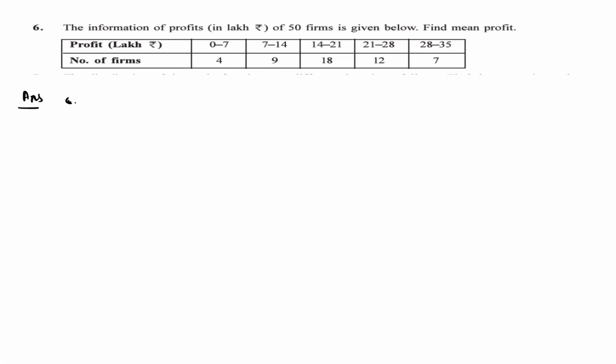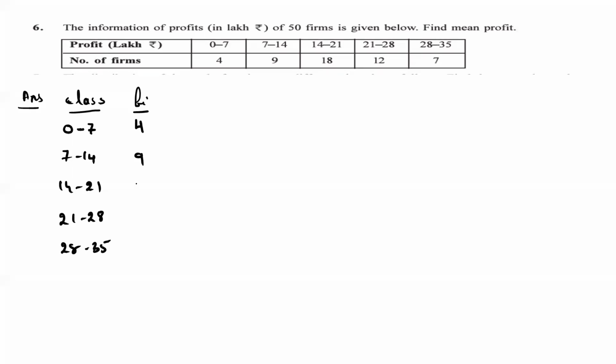The first information given to us is class. The second information is frequency. Write down the class, Chandan, say the class to me. 0 to 7, 7 to 14, 14 to 21, 21 to 28, 28 to 35. The frequencies come to us as 4, 9, 18, 12 and 7.